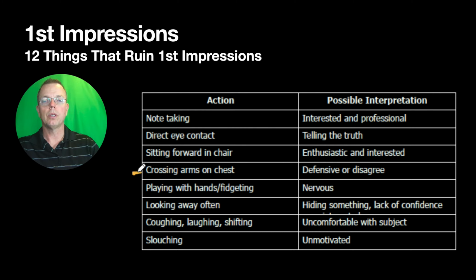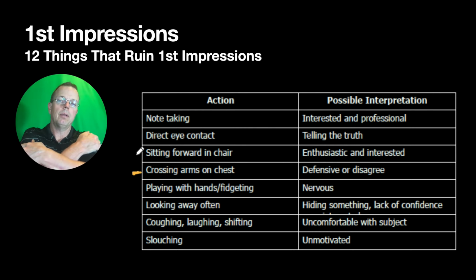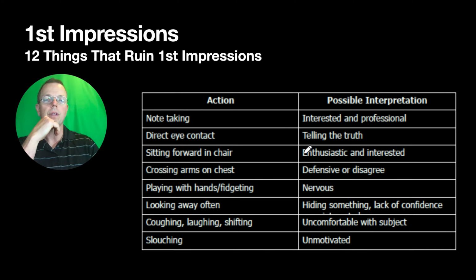Crossing arms on your chest, this motion here, where people just sit back, does give a very defensive feeling, as if I disagree. So you want to be open, with hands gently on the table so you can engage the person better and it doesn't give that negative connotation.